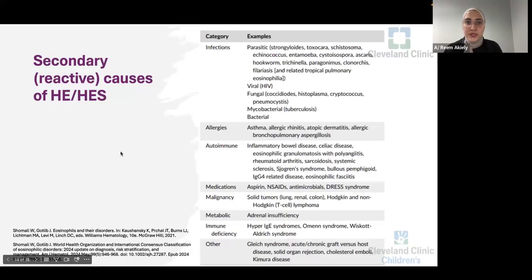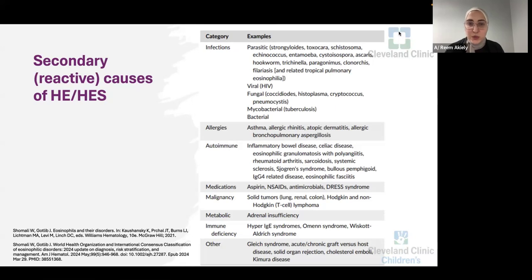As for secondary or reactive causes, we wanted to spend some time on this slide as it's very relevant to pediatrics, but also to our patient. Infections are a big group, and mostly, as some of you had mentioned, parasitic or helminthic infections, including strongyloides, but also other helminthic infections like schistosoma, entamoeba, and trichinella. In terms of viruses, HIV has been implicated, and fungal infections like histoplasma, cryptococcus, and coccidioides have been implicated as well, in addition to TB. Allergy, as you mentioned, is also implicated, including asthma in general, allergic rhinitis, atopic dermatitis, but also allergic bronchopulmonary aspergillosis.